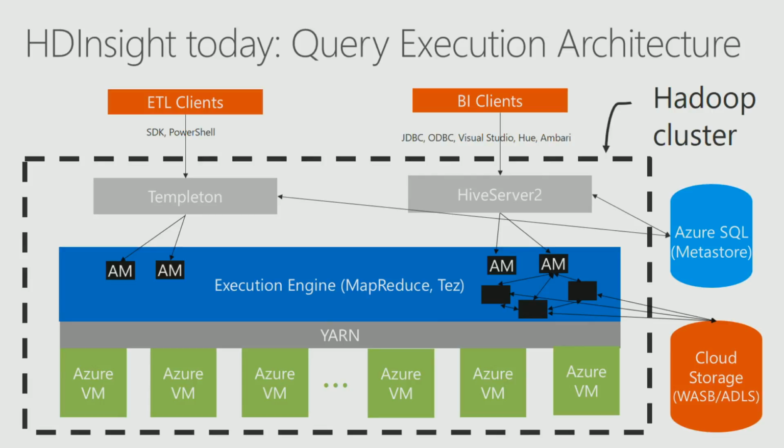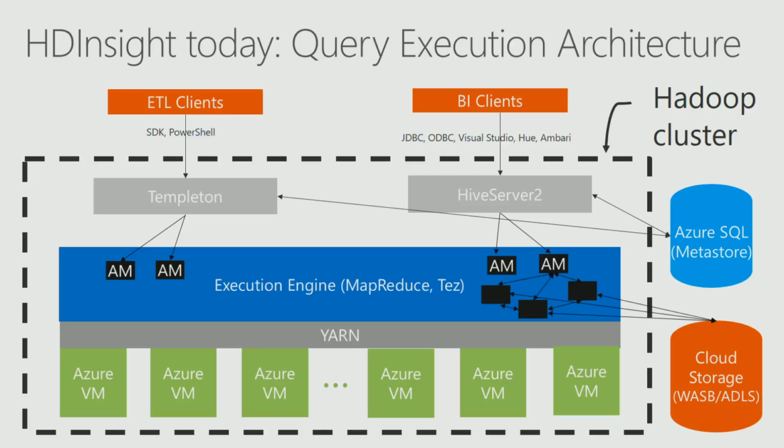So here is how the HDInsight architecture looks. When you click on create a Hadoop cluster, everything inside the dotted black box comes with it. At a high level, there's ETL clients, and then there's BI clients, right? The ETL clients use SDK or PowerShell, and they talk to Templeton, which is our fire and forget interface. And the BI clients use JDBC, ODBC, Visual Studio, Hue, Ambari, and Beeline, most of the other tools, and talk to Hive Server 2. The difference is with Hive Server 2, the client always has to have a session open, whereas with Templeton, you don't have that.